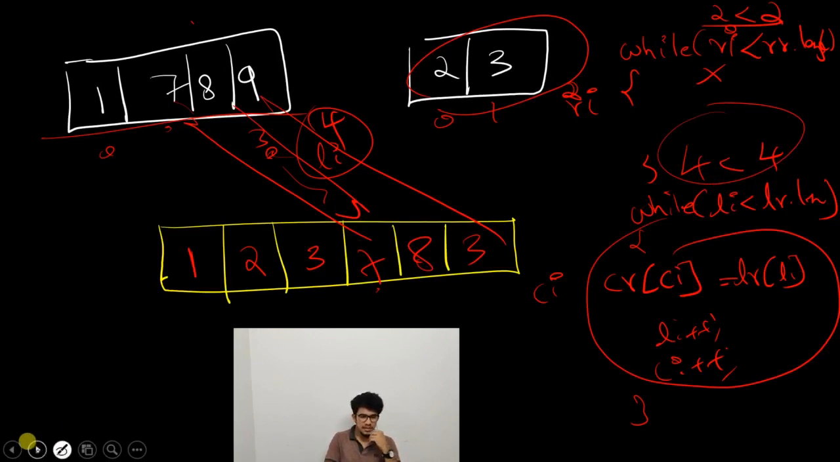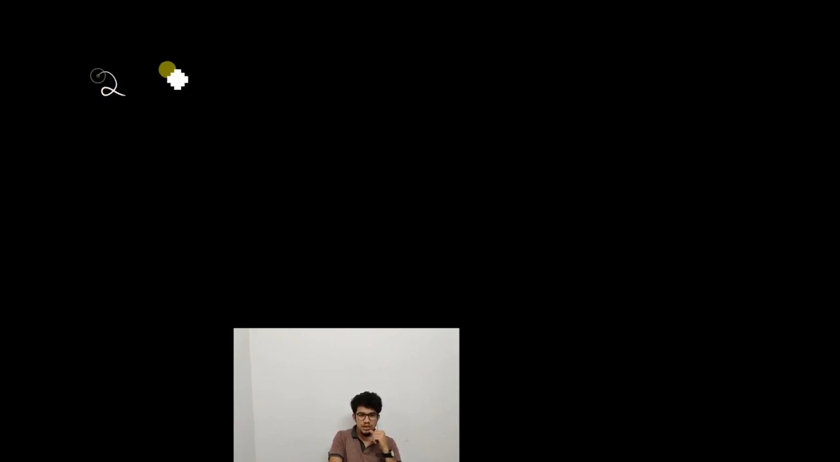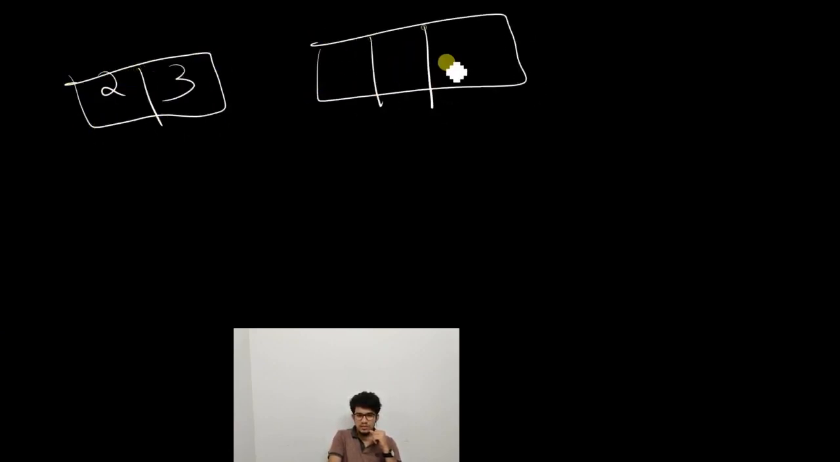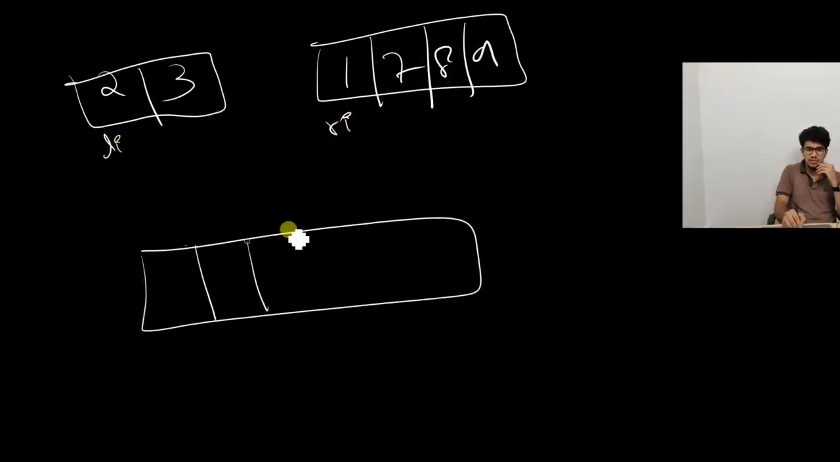Okay, so let me explain that for Ri also. Imagine that we had an array like this from this side. We have 2, 3, right? And I have the same 1, 7, 8, 9. Okay, this is on the right side now. So my Li value is here and my Ri value is here, and I have to merge them. So 1, 2, 3, 4, 5.